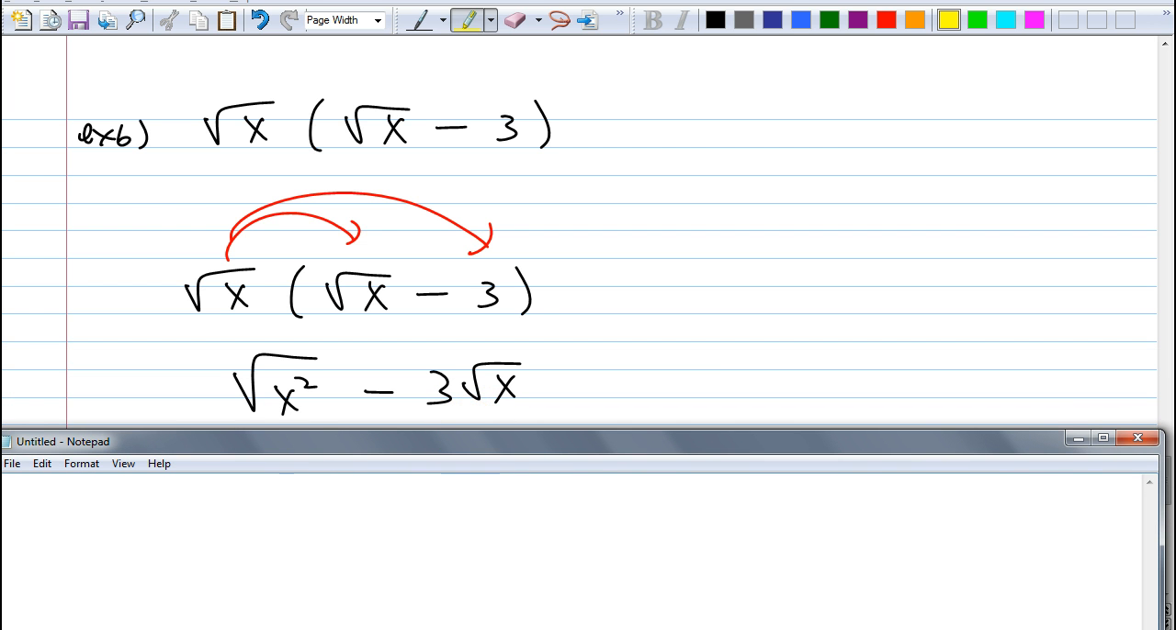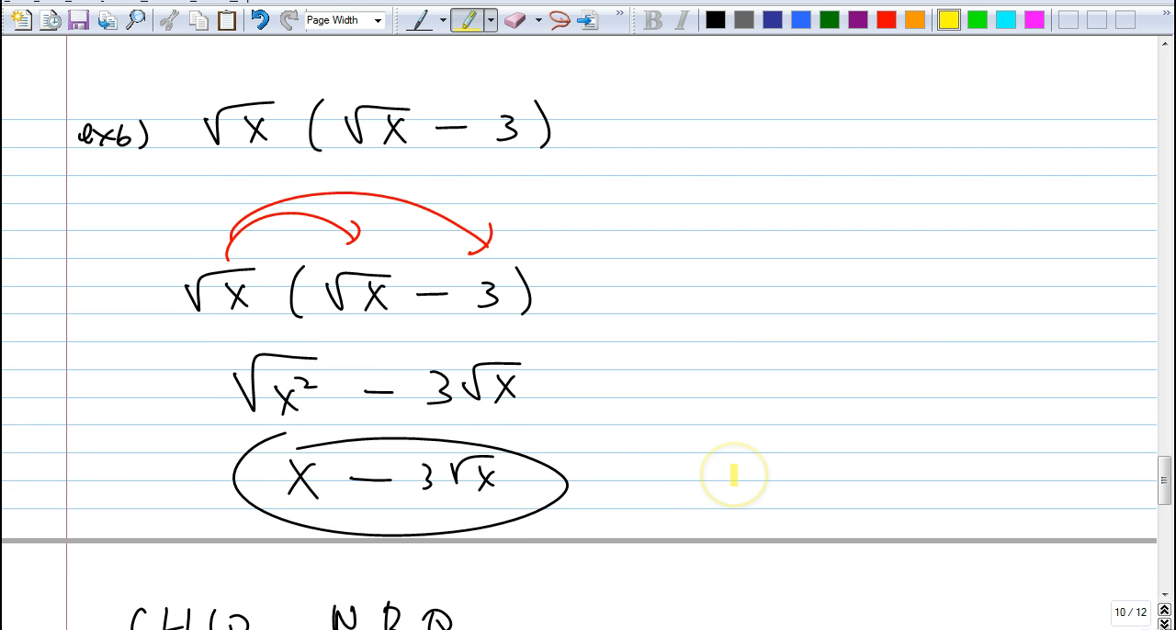Okay, give me a sec. Am I done? No. What is square root of x squared, guys? Look, x squared is a perfect square, right, of x. So isn't this simply x minus 3 rad x?